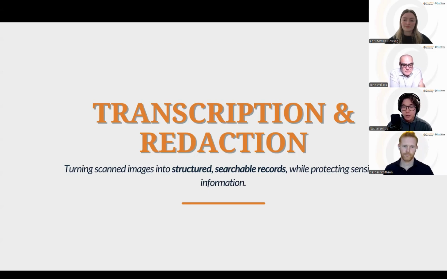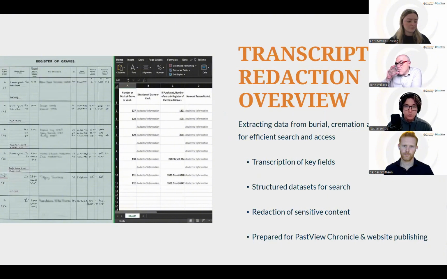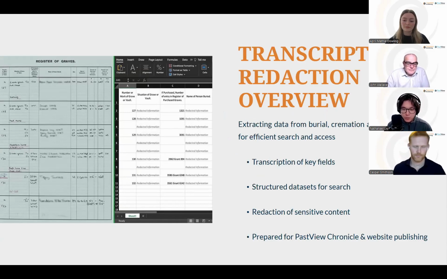So yeah, the next step, as John talks about after digitization, is the transcription and redaction side of things. There's a few things I want to run through with the transcription. Just an overview is, we'll be extracting the different fields from your register and then structuring them into data sets, making it easier for you to search. And then I will talk a little bit about redaction of sensitive content as well, and preparing the data and the metadata ready for pass-through, which Casper will talk about afterwards.